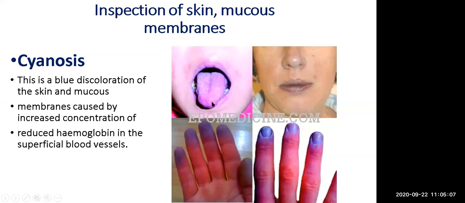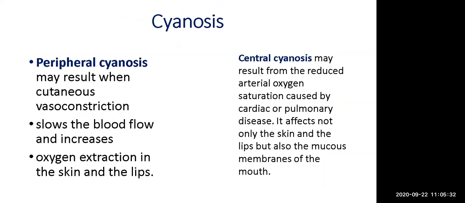You can say, okay, open. If you don't understand what color of the lips, or you cannot understand where is the cyanosis of the skin, you can say, open your mouth and show me your tongue. And when the patient opens his mouth and shows you the tongue, you will exactly say this is the cyanosis or there is no cyanosis.